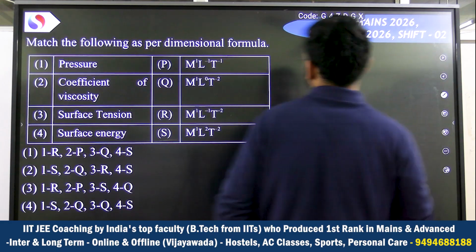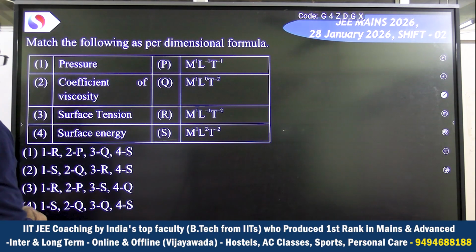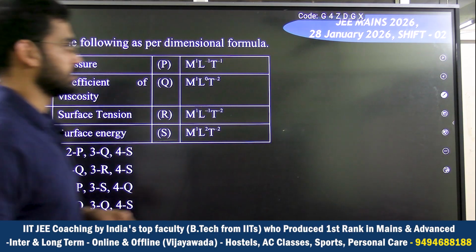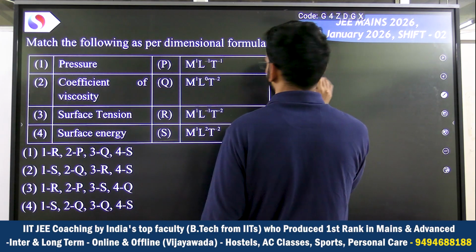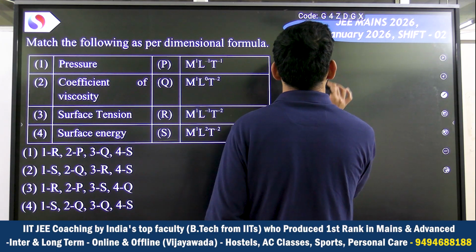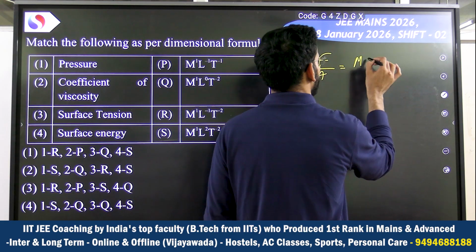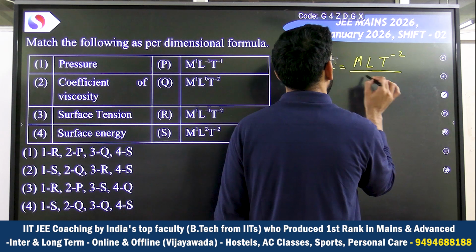We will see ahead. Let's see. Match the following as per the dimensional formula. This may be done very fast. First of all, pressure is nothing but force per unit area. I don't feel like solving it, but still, force per unit area. Force is mass into acceleration, so mass into acceleration, where acceleration is length time to the power minus 2, divided by L square.